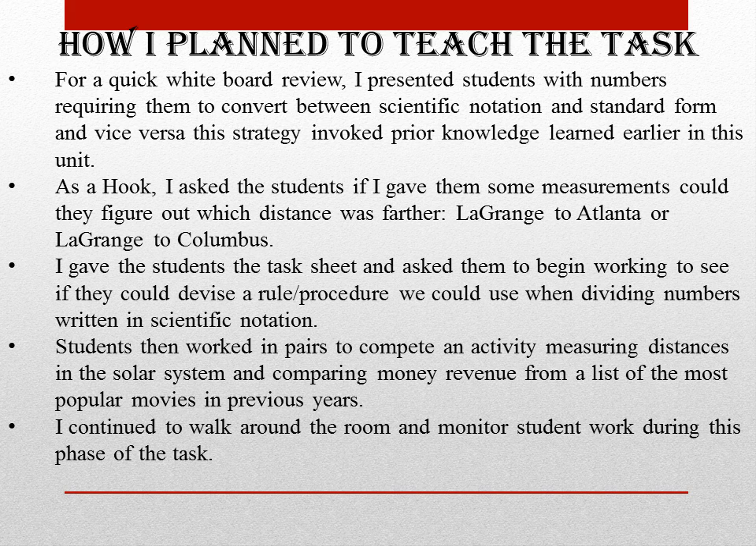Then the students began to work in pairs. I put them together to complete the activity, measuring distances in the solar system based on numbers that I give them, and also comparing money revenue from a list of movies that were popular in the previous couple of years. What they had to do with these was convert each one of the numbers to scientific notation, and then either multiply to find the total revenue, or divide to find which one had more money. There were different ways they had to work through this.